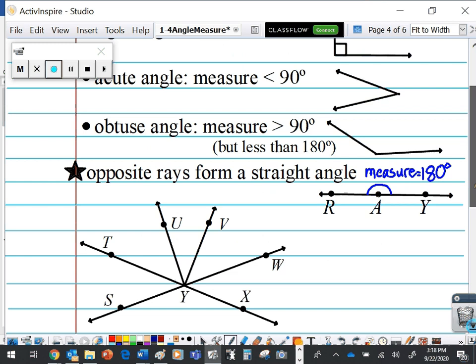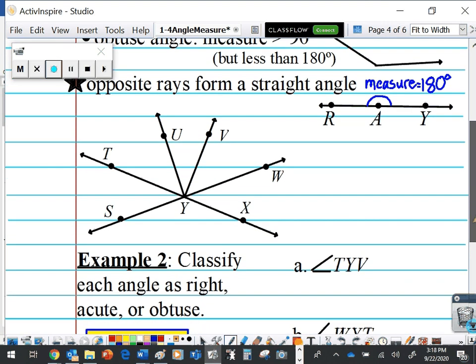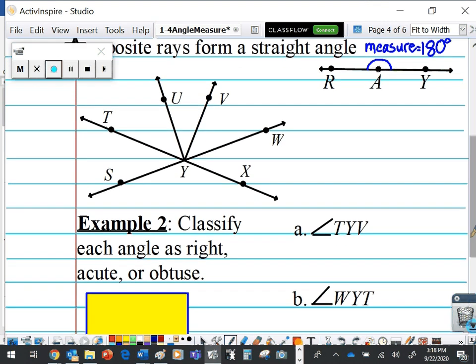Now, let's take a look at this example. I have this diagram, and the directions say classify each angle as right, acute, or obtuse. Now, there's a rule in geometry that you can't go by how a diagram looks. You have to go by how it's labeled. Now, I don't know if you have a protractor at home, so there's a little trick that we can use without a protractor. We can use a piece of paper to measure those angles, at least enough to determine if they are right, acute, or obtuse.